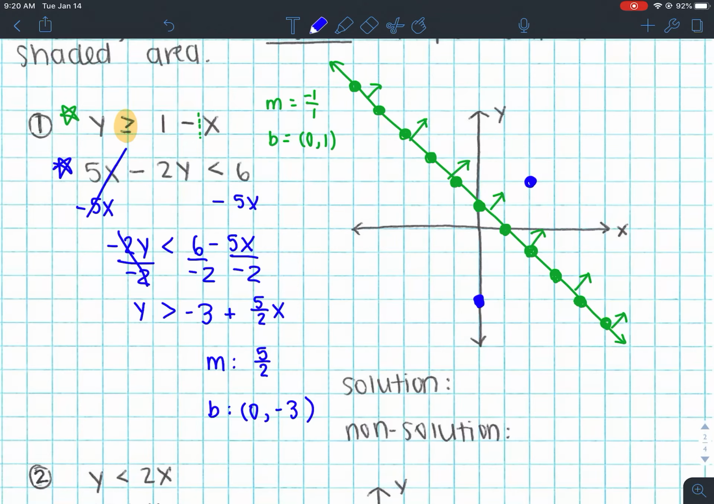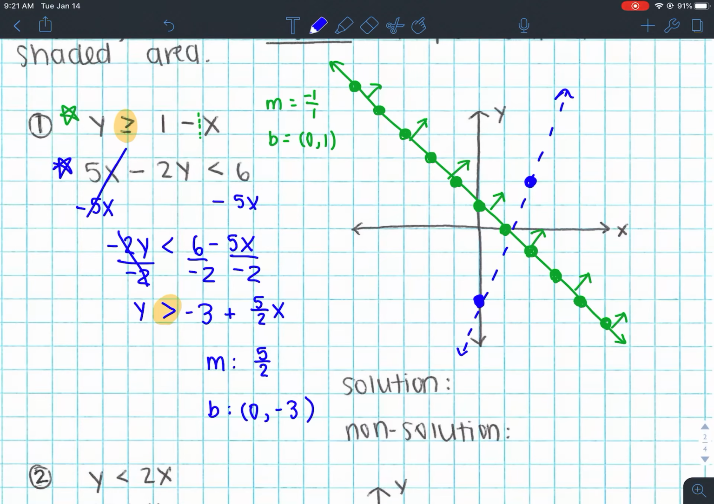Now before I draw my line through these 2 points, I have to talk about whether or not I have a solid or dotted line. Well, again, we're not looking at this inequality anymore. We have our new inequality down here. This says greater than, and there's no equal to sign, so that means I have a dotted line. Because there's no line underneath, right? There's no equal to line, so I have a dotted line.